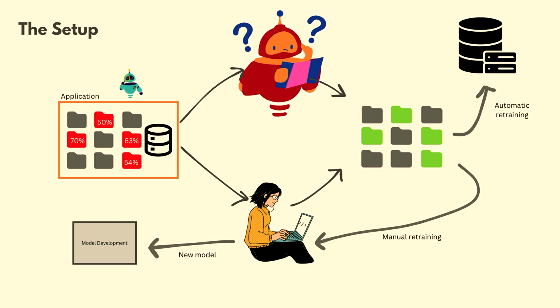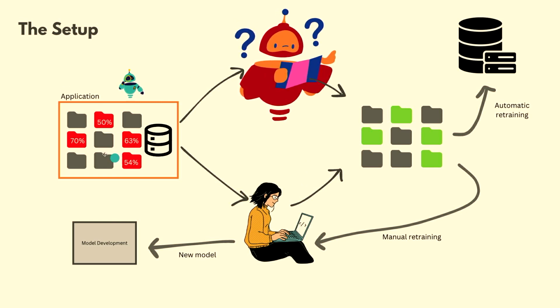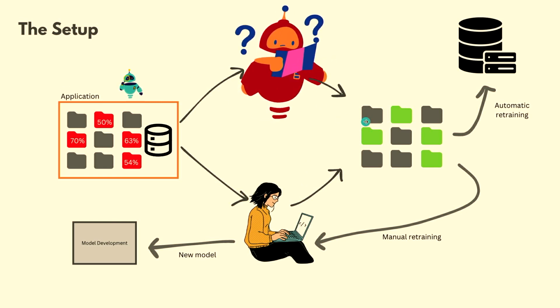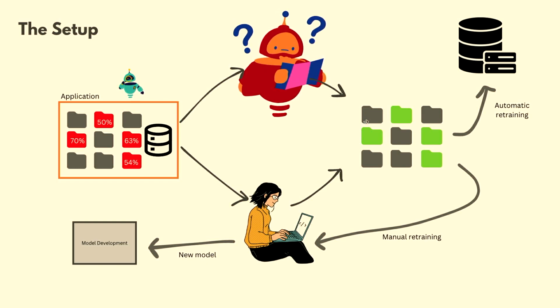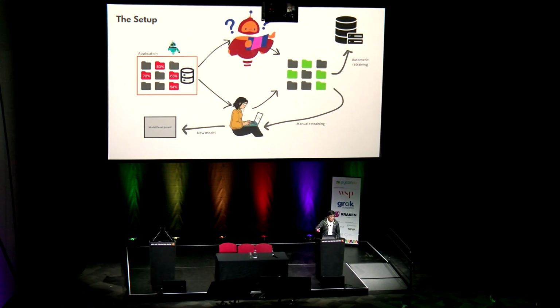So the goal is that these classifications right here should have a solid confidence, at least 80%, maybe even higher. And if you're using this, you can do an automatic retraining if you want. I'm going to show you some code snippets later.